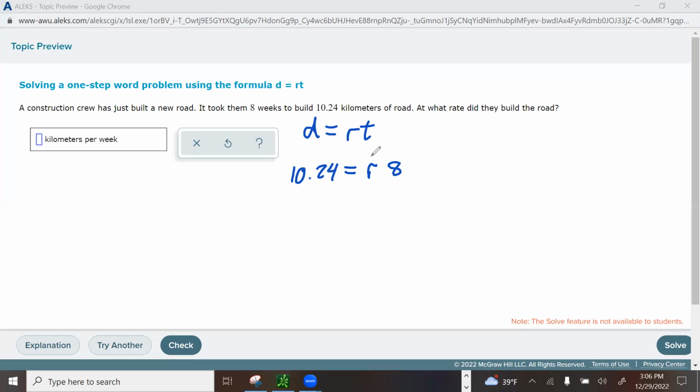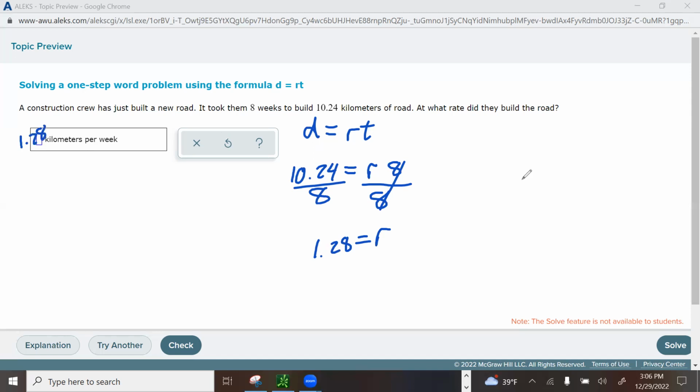So we would say, all right, I want to solve for rate. It's being multiplied by 8. What's the opposite of multiplying by 8? Dividing by 8. And let's see, 8 goes in once. And then, I'm just going to calculate it here. Okay, 1.28. 1.28 kilometers per week.